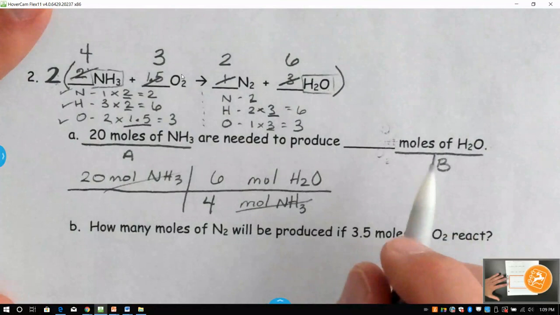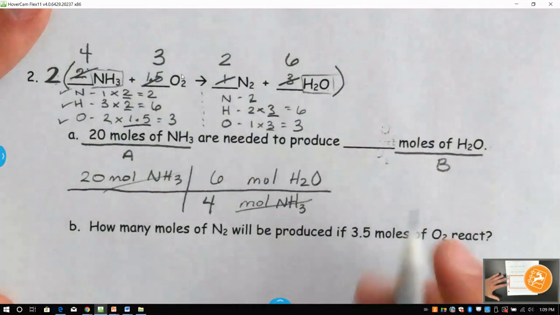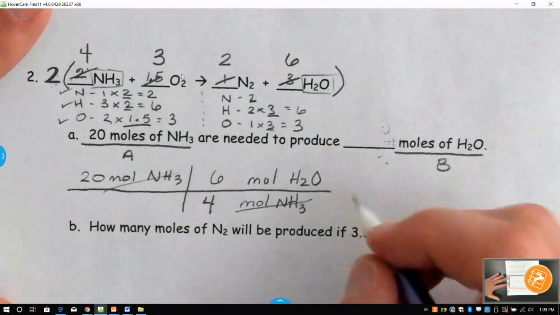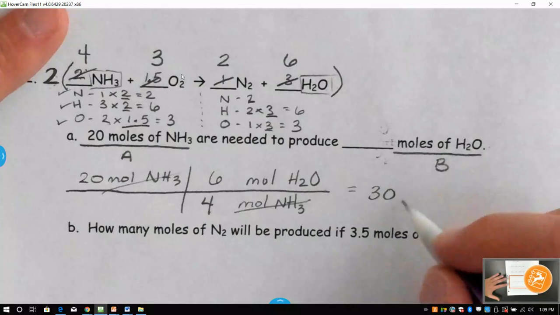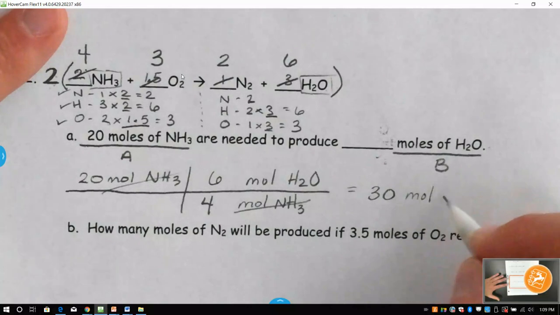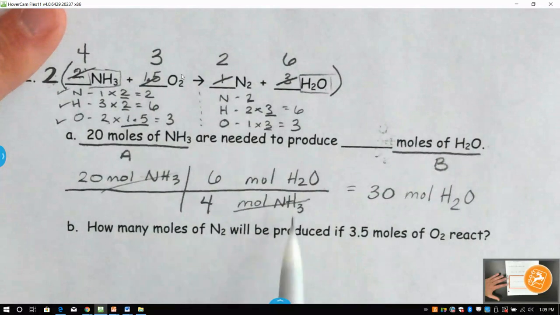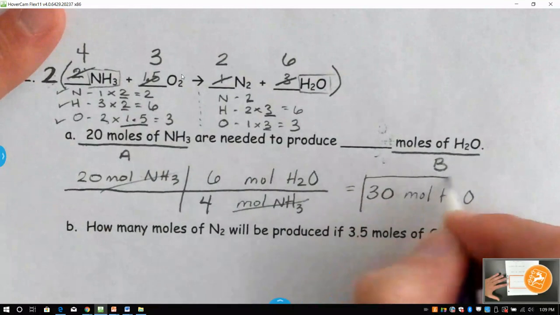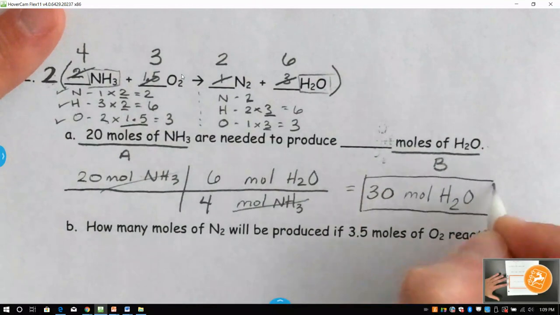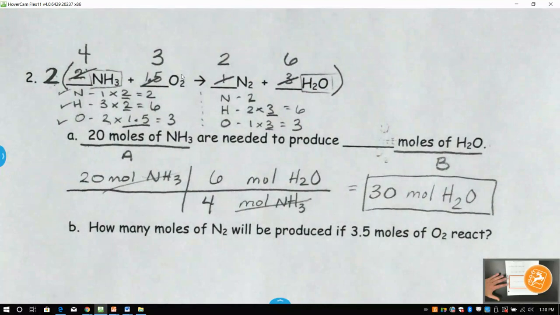I got it. What's 2 times 6? 12. Throw the 0 at the end. 120. Divided by 4? Good. 30 moles of H2O. NH3's got canceled out. That's what we were looking for, moles of H2O. So this is our final answer. Okay. And from there, it's repeating.